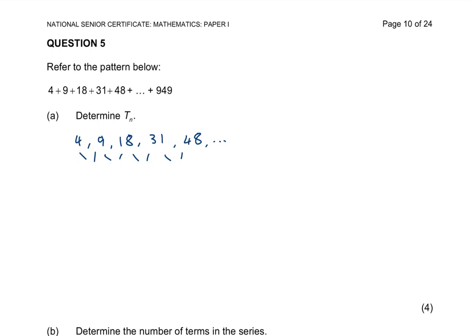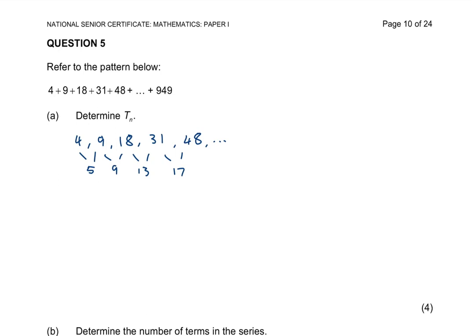So the difference between 9 and 4 is 5. The difference between 18 and 9 is 9. 31 and 18 is going to be 13. And 48 and 31 is going to be 17. So as you can see, none of those are equal, and so we don't have a constant first difference, and so this is not an arithmetic sequence.